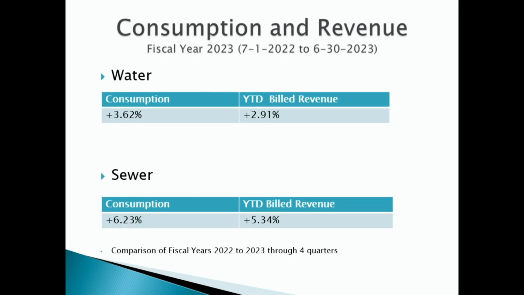Okay, so this is the slide I really wanted. So for fiscal year 23, which goes from July 1st, 22 to June 30th, 2023, water consumption went up a little over 3.2%, and the year-to-date billed revenue was up just under 3%, 2.91%. For the sewer consumption, although consumption probably isn't the best way to term that, it's actually treated sewage that we're talking about. So the consumption went up just over 6%, and the billed revenue went up just a little bit over 5%. So the bottom line, as I said before, is the more you use, the more you pay.